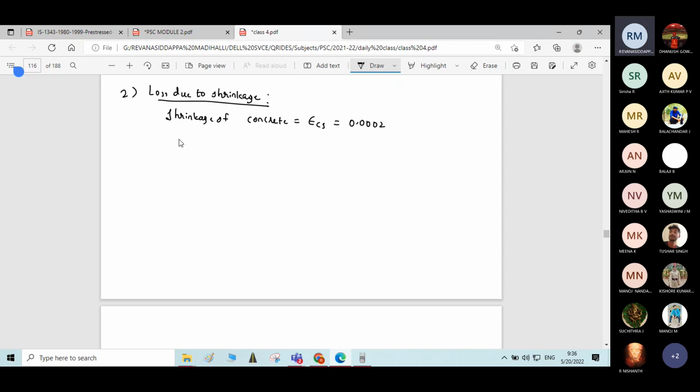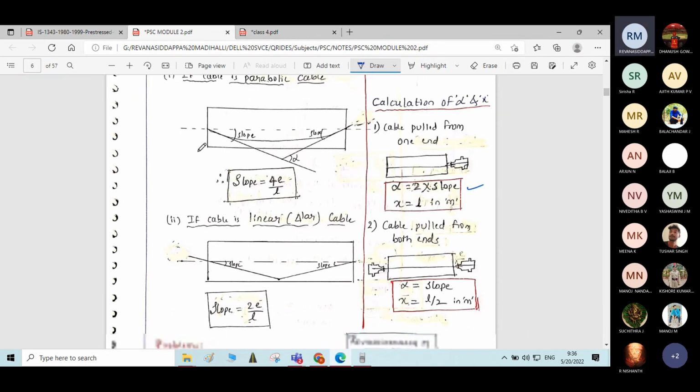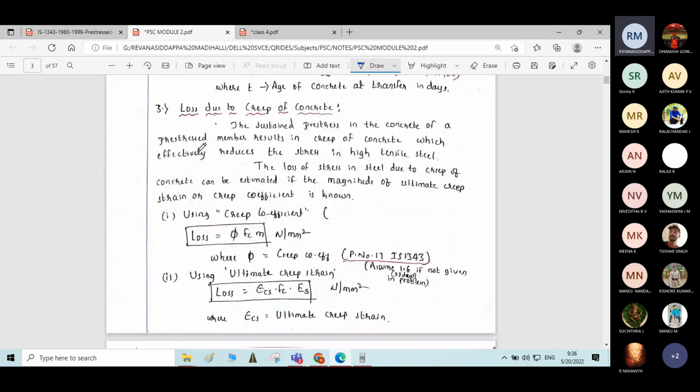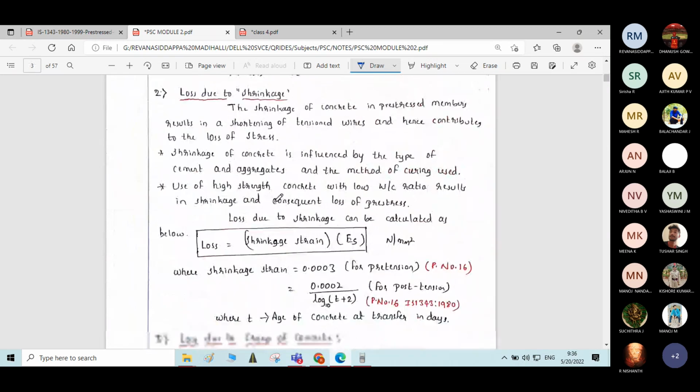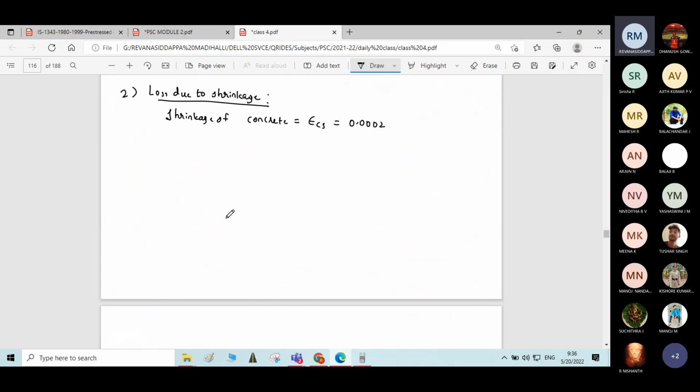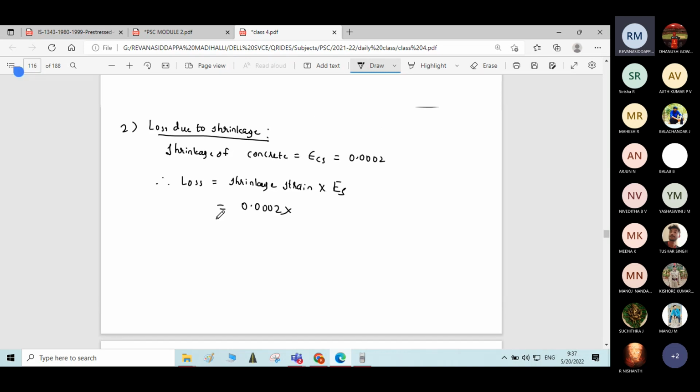Then we have the formula to calculate the loss due to shrinkage. What is the formula? Loss is equal to shrinkage strain multiplied by Young's modulus of steel. Okay, I'll utilize the same formula. Therefore, loss is equal to shrinkage strain multiplied by ES. Okay, shrinkage strain is given as 0.0002.